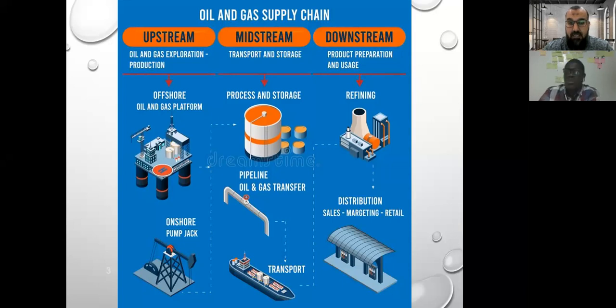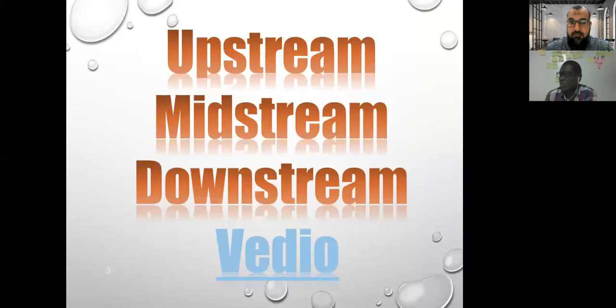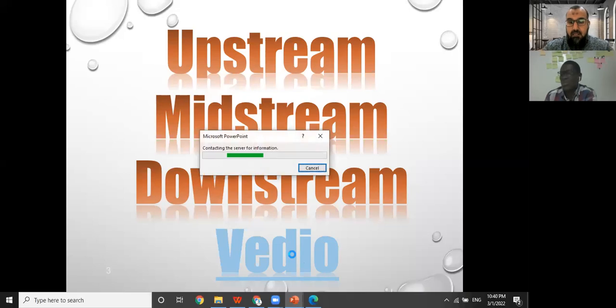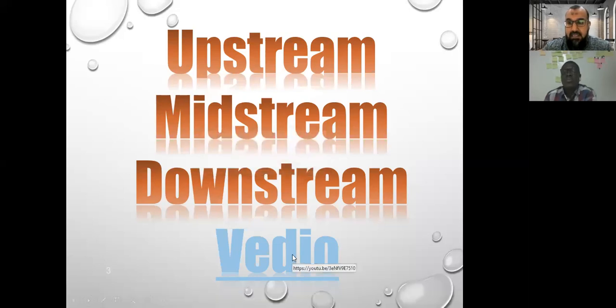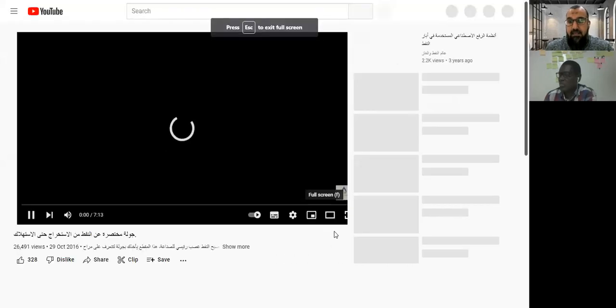In upstream, we will speak today about the offshore platform and the onshore platform. Offshore, as I said, is on the sea. The onshore is on the land. So let's have a quick video. It will give you an idea about what I need to say about upstream, midstream, and downstream in oil and gas.